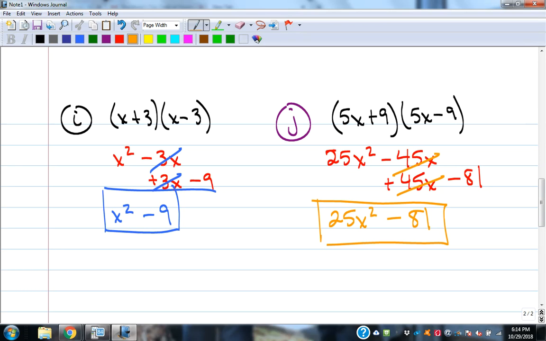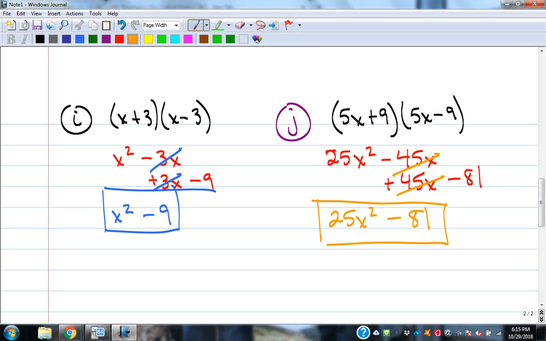The reason it's called a difference of squares is because what's 25? It's 5 squared, right? What's 81? It's 9 squared. Look up here. 5, 5, 9, 9. That's going to come into play when we start factoring. We're just taking something that starts like this and going backwards and getting what we started with.